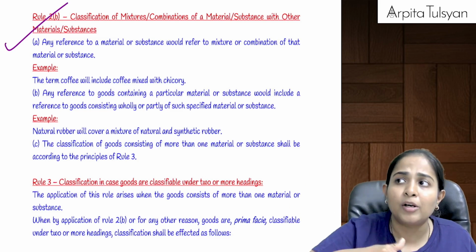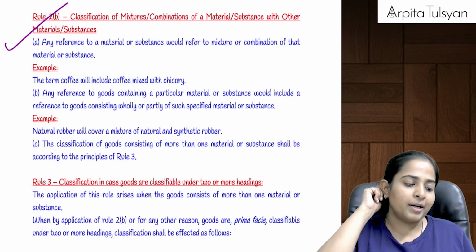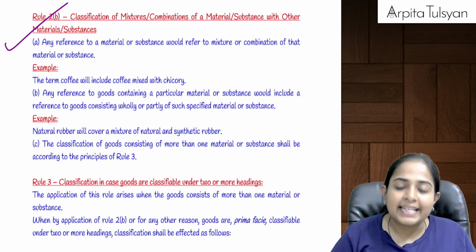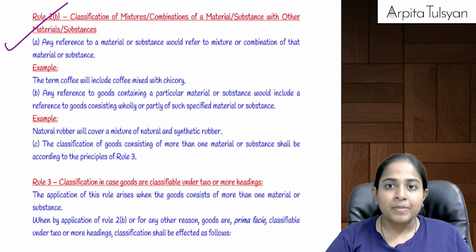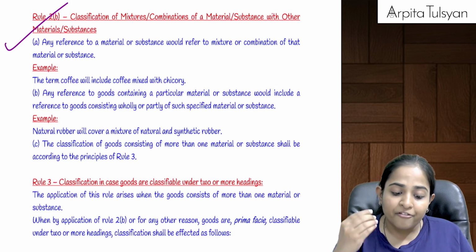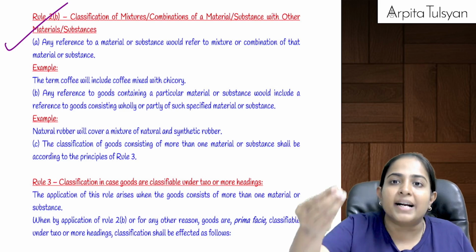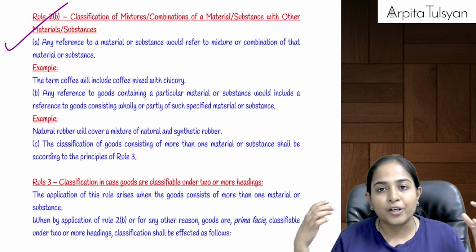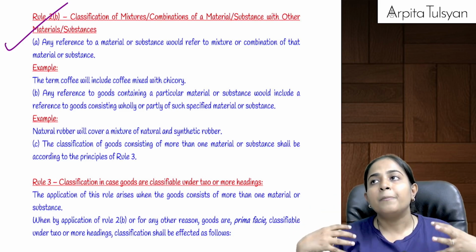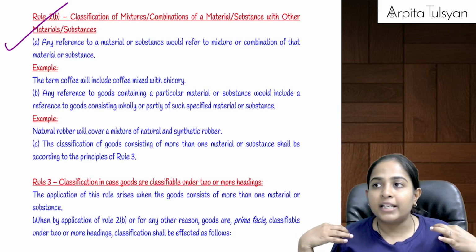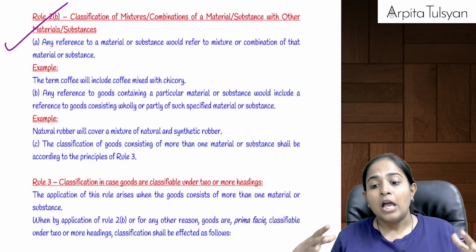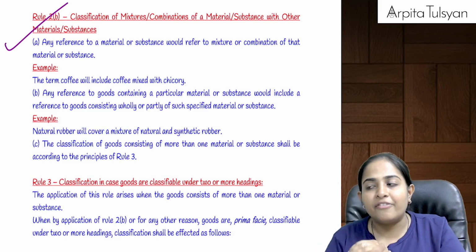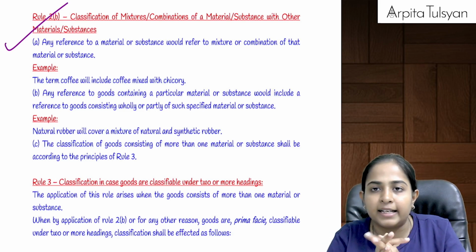Coffee, normal coffee, coffee with chicory, will be classified as coffee only. Another point is, let's say a particular product is made with one more material. Example, let's say this particular t-shirt is made out of cotton plus polyester. Now in the tariff it is written as cotton t-shirts, and if it is written as cotton t-shirts, 40% import duty.